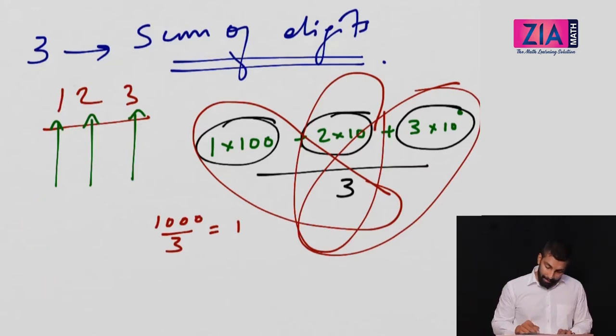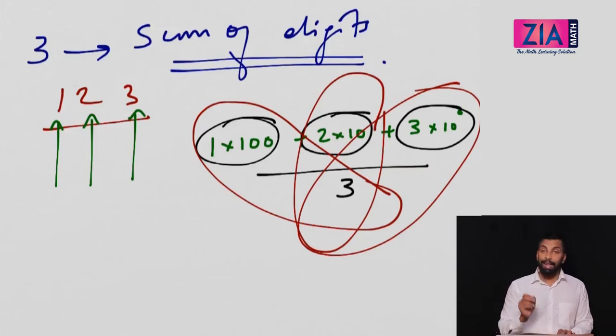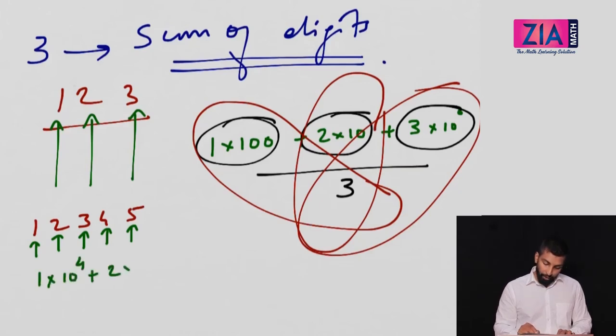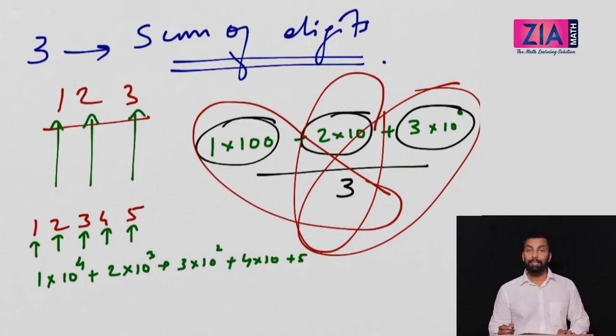So why I am telling this is because if you get any bigger number, let's take 1 2 3 4 5, how will you represent this in standard form? This is 10 raised to 0, this is 10 raised to 1, this is 10 raised to 2, 10 raised to 3, 10 raised to 4, right? So 1 into 10 raised to 4 plus 2 into 10 raised to 3 plus 3 into 10 square plus 4 into 10 plus 5 into 10 raised to 0. Okay, so that's the number.